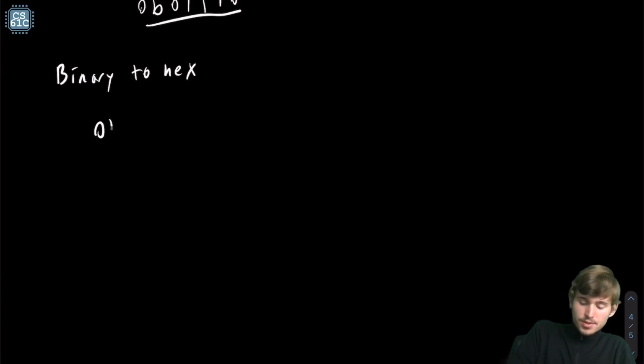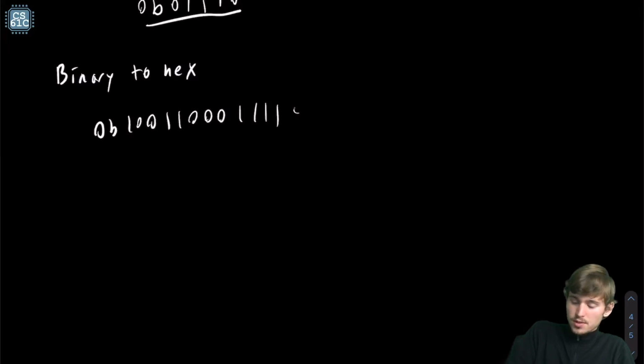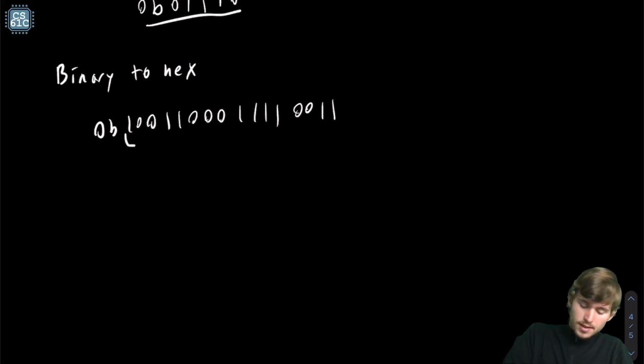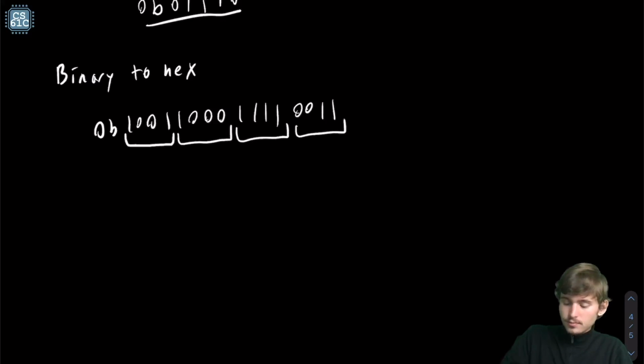So let's say I have a number 0b1001 1000 1111 0011. You might have noticed that when I was saying this number, I was pausing between every 4 bits. The reason for this is if I group this value into groups of 4, I've now figured out how to convert each little section of the bits into a hex nibble.